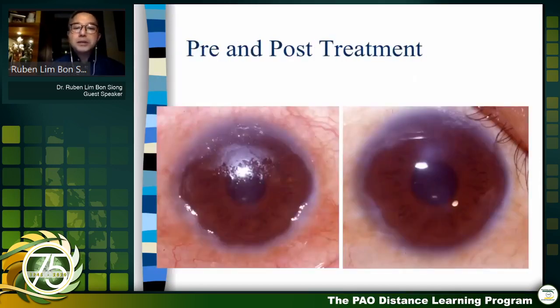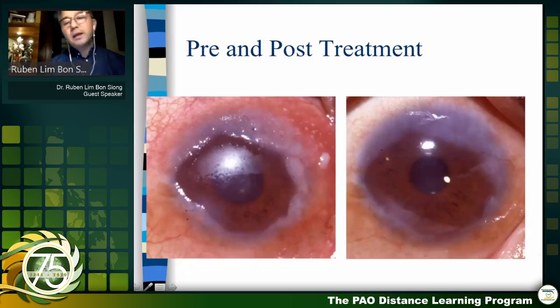So these are some pictures. This is a case of limbal vernal. This is before treatment on the left, and this is after treatment on the right. You just have a residual scar of the limbal area. But what I want to show you is the luster, the reflection. Look at the reflection here. It's sharper, which means that the corneal surface has healed. This is the other eye of the patient, just showing you the same thing.